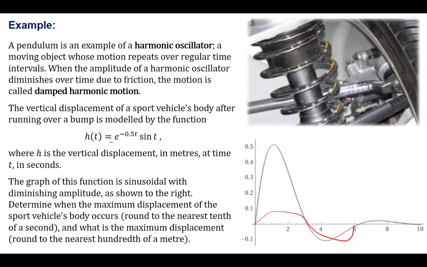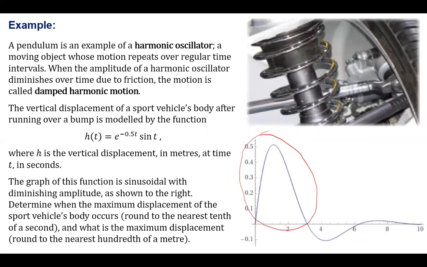So if you add the first function, e to the power of negative 0.5t, as t increases, negative 0.5t decreases, right? And e to the power of negative 0.5t should also decrease. So as t increases, the amplitude of this sinusoidal function decreases. Therefore, it has an overall shape like this, as you can see here. The overall shape is still a sinusoidal function, but with a decreasing amplitude, right? Therefore, the maximum displacement will occur somewhere here, right?